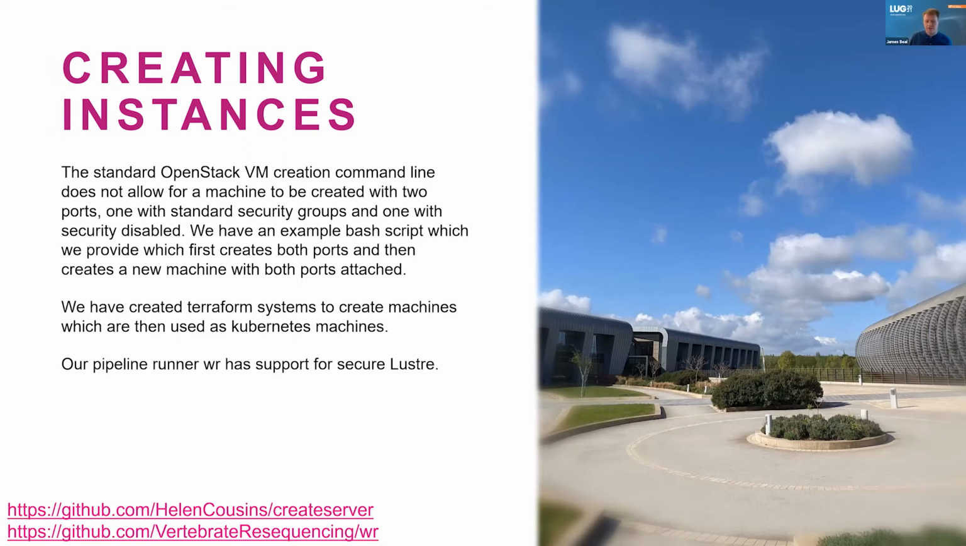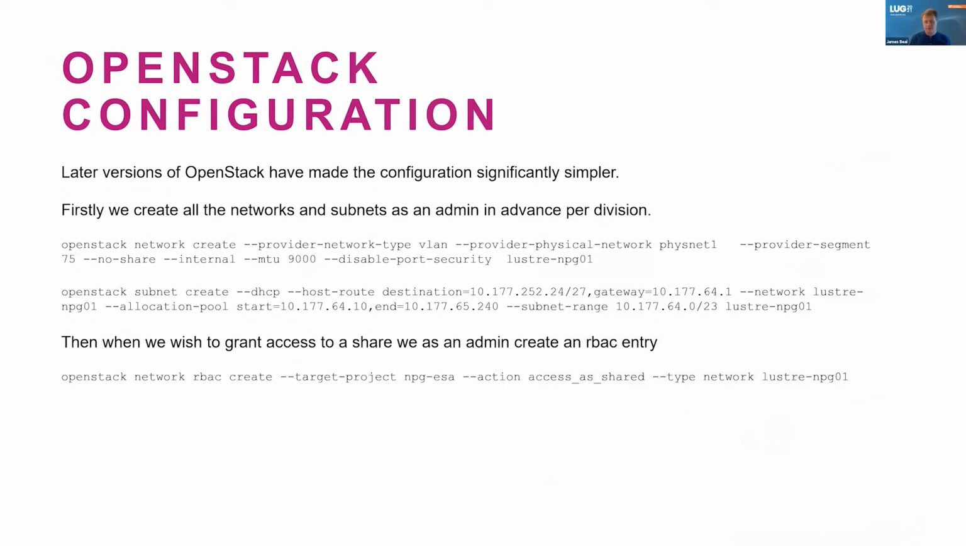Each Lustre provider network is created in advance. In this example, the network is created with a VLAN identifier 75, an MTU of 9000, with port security disabled. A subnet is created with a DHCP range and a route injected for each Lustre system that has a share available. Access to the network is granted by adding an RBAC entry for the project.